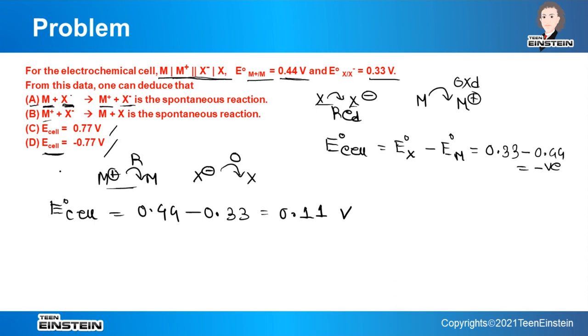And suppose it were a multiple correct choice question, then if another option also had 0.11, we would choose both options as correct. But here it is single choice, so option B will be the correct option. Because here the value is positive, it is spontaneous, but the other is not spontaneous.